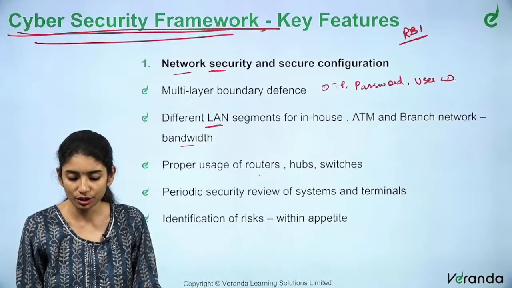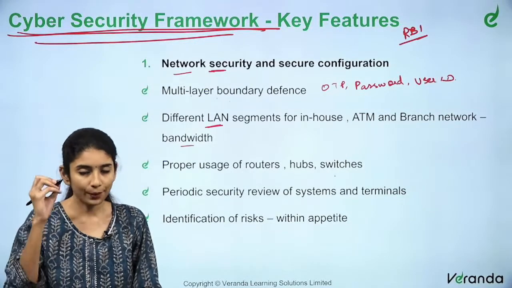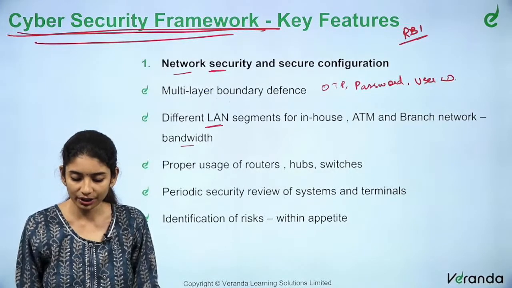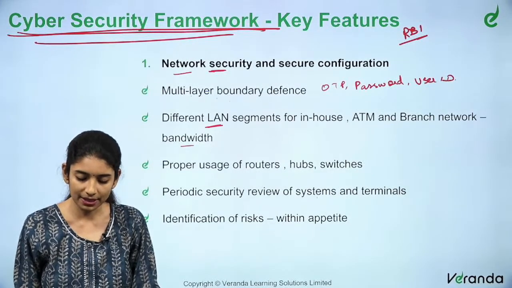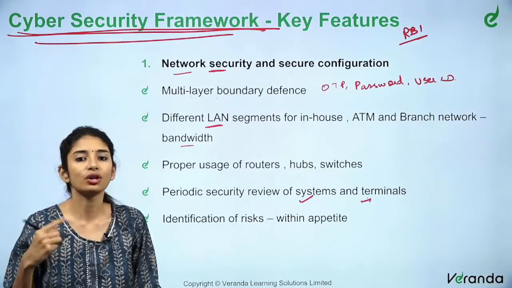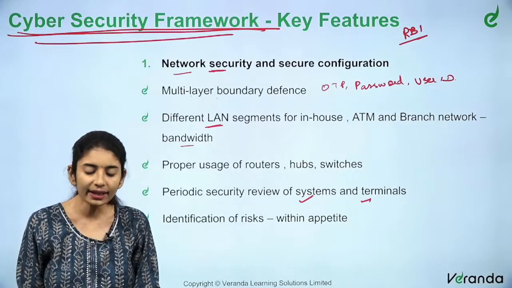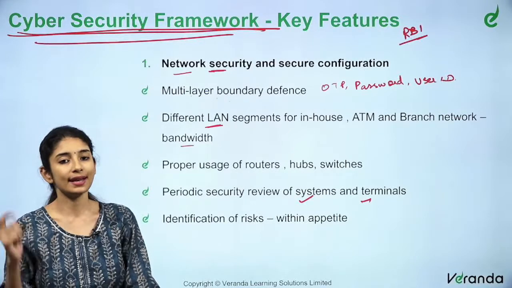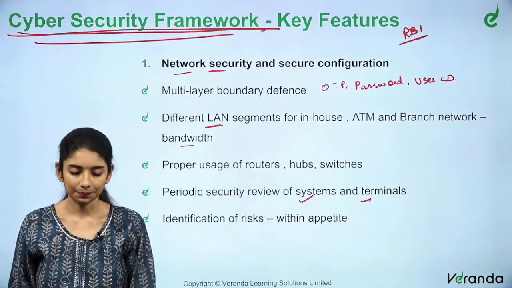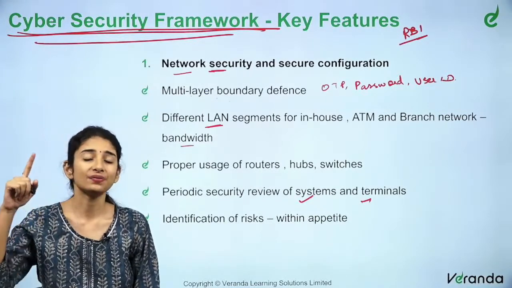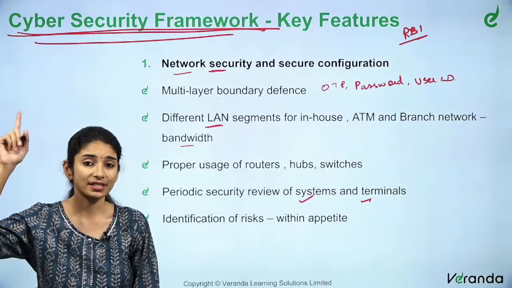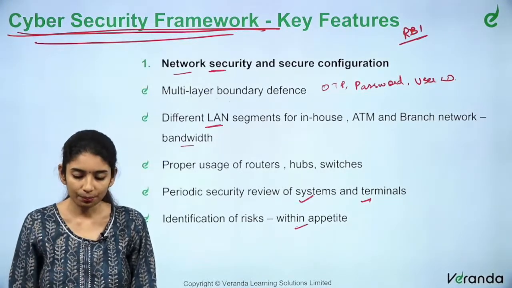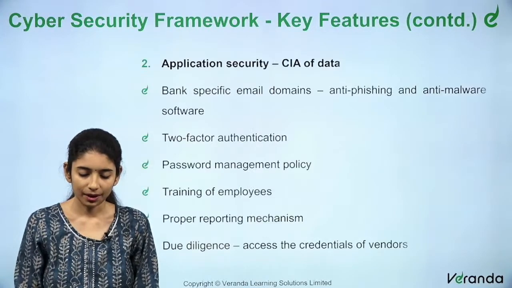Proper usage of routers, hubs and switches. Periodic security review of systems and terminals: review the systems and terminals on a periodic basis. Identification of risk: check if the network risk is within the appetite. If you remember the PS fences we studied in chapter 3, those controls need to be put in even in a banking system.